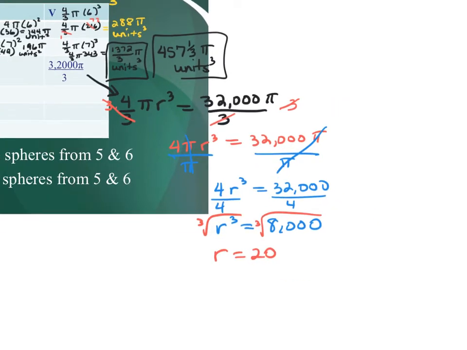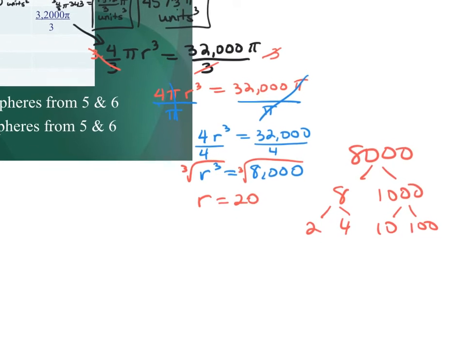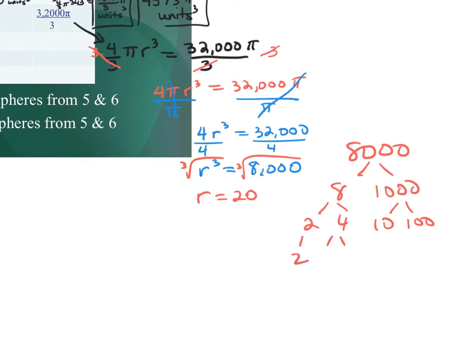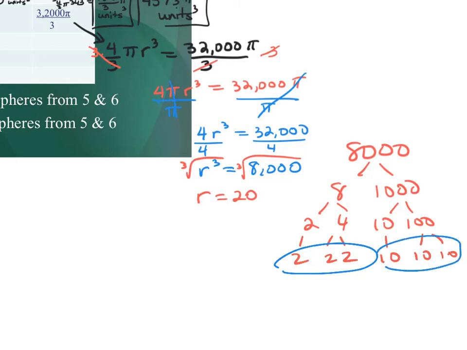Now, what you could do is you could do a factor tree for this. 8 times 1,000, break this down, 2 and 4. This would be 10 times 100. And then 2, 2, 2, 10, 10, 10. So this time, instead of making groups of 2, you make groups of 3. So I have 3 2s, so a 2 comes out. You have 3 10s, a 10 comes out. 2 times 10 is 20. So that's how you would do it if you weren't using a calculator.